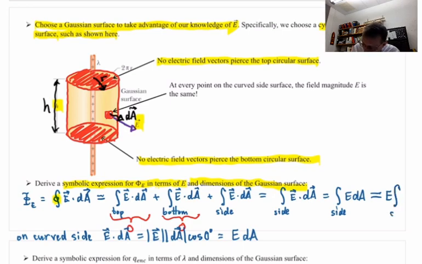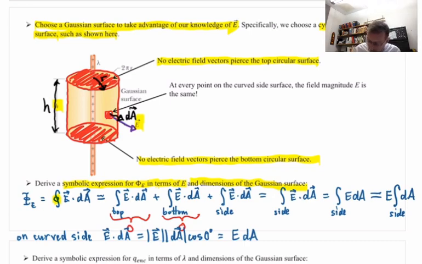We bring the magnitude of E out front, and then we're just integrating over the curved side all the little areas of all the little patches that make up the curved side. But that integral now is very, very easy conceptually. When you add up all the little areas of all the little patches that make up the curved side, you just get the total surface area of the curved side.